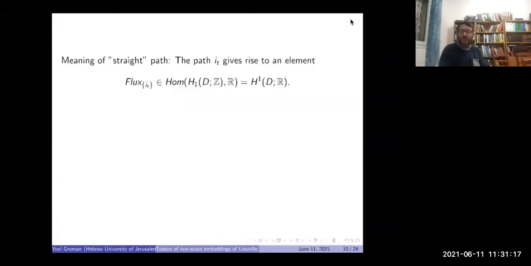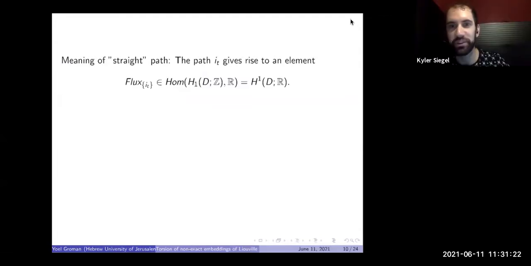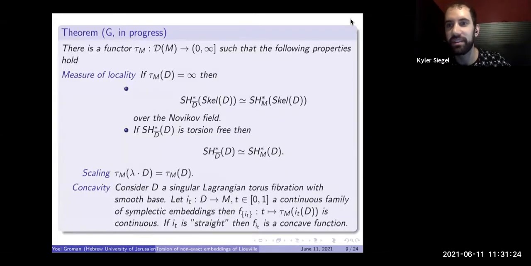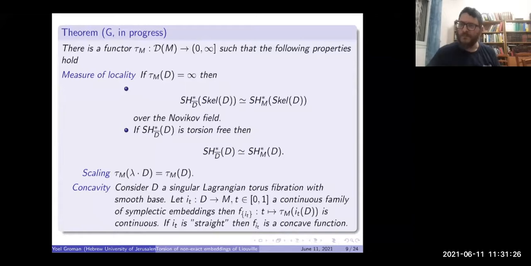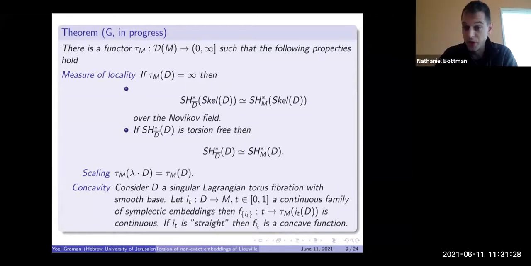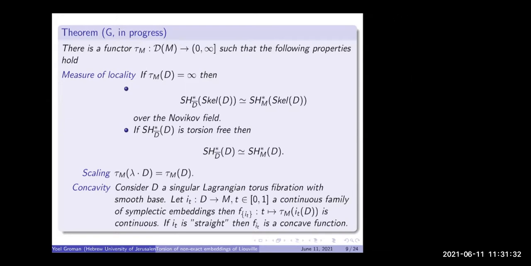Okay, but let me just explain, what does it mean to have a straight path? So if you have a path of... Before you move on, I think that there's one more question. Yes. Yeah, sorry, Yegor, you can go ahead and unmute and ask your question.